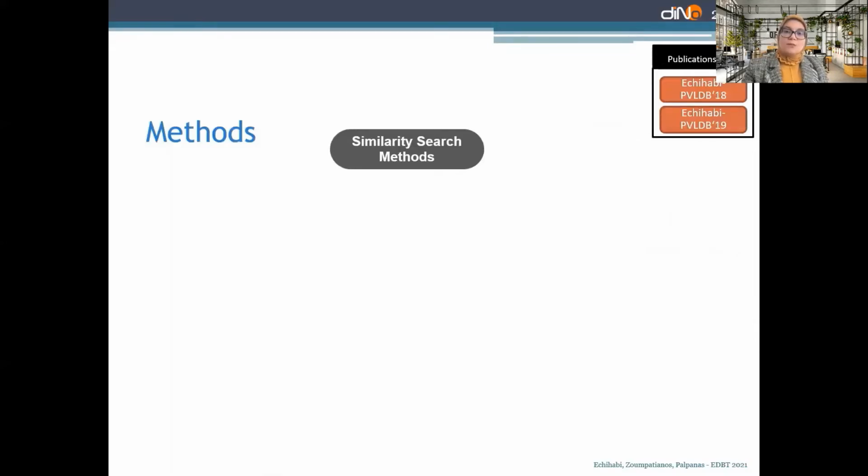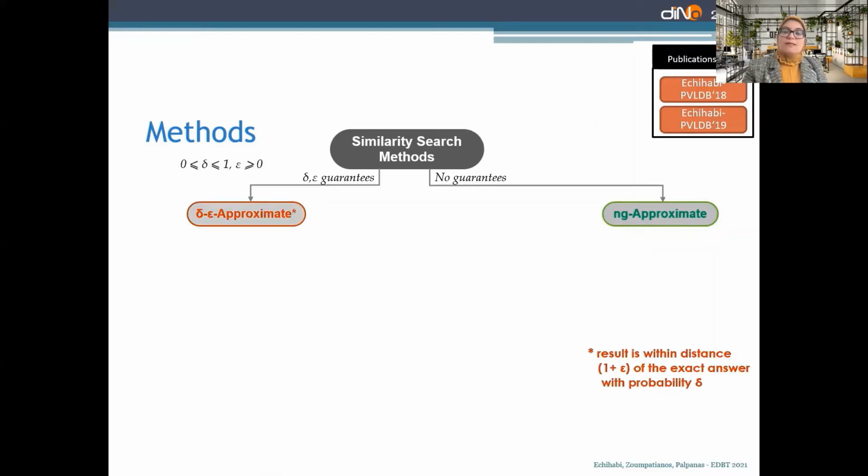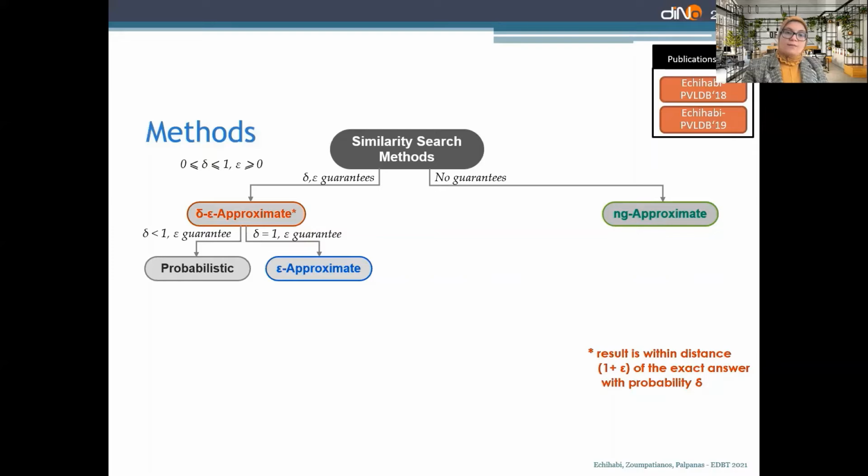Now we will describe the main similarity search methods organized as a taxonomy. Similarity search methods can be either NG approximate, which means they provide no guarantees, or delta epsilon approximate, which means they provide delta epsilon approximate guarantees, where delta is between 0 and 1 and epsilon is greater than or equal to 0. When delta is strictly less than 1, the methods are called probabilistic. And when delta is equal to 1, delta epsilon approximate problems become epsilon approximate. A special case of epsilon approximate problems is when delta is equal to 1 and epsilon is equal to 0. These methods are called exact.